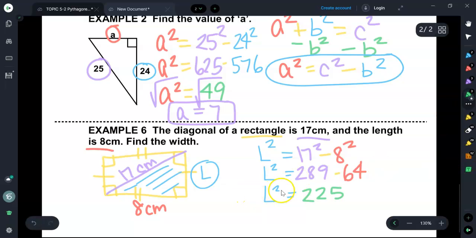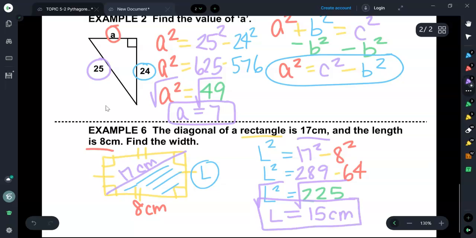And I don't want L squared. I just want L. So how do you undo a square? We've said it so many times before. You take the square root. And the square root of 225 is 15. So, since I have units on this one also, this is 15 centimeters. Notice there's units. When you have units, put units on your answer. So anyway, this is how you do the Pythagorean theorem when you are solving for one of the legs.